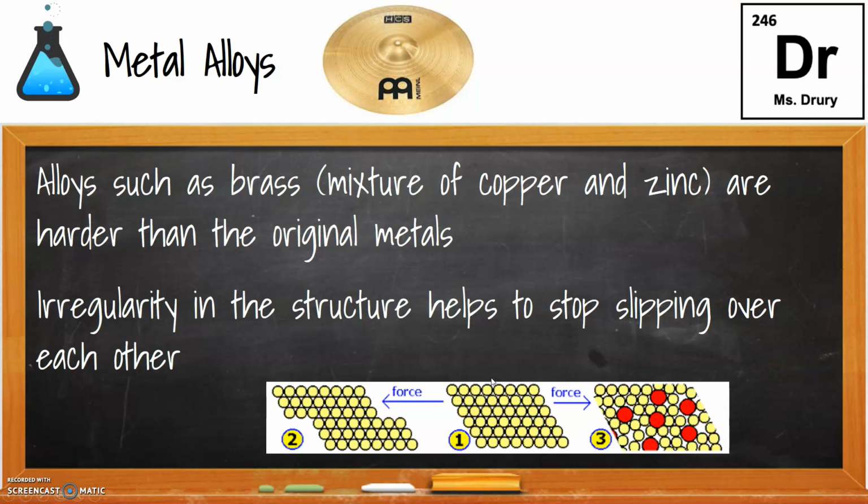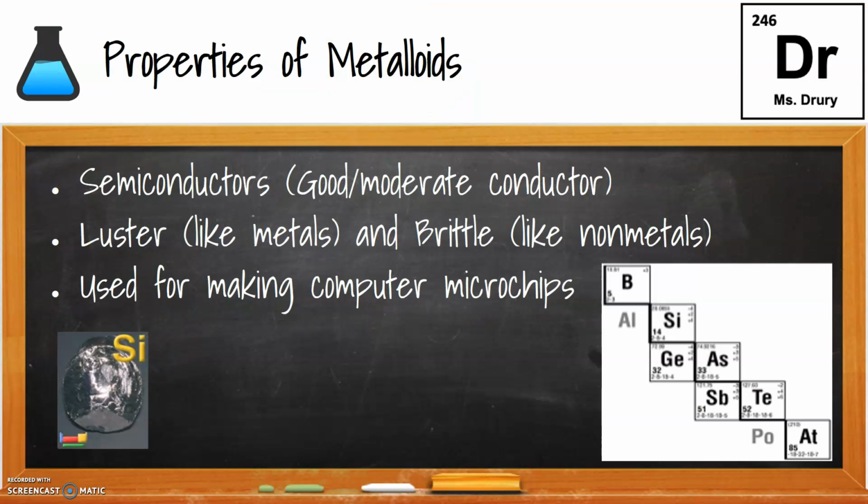Some people might get confused because they know of alloys such as brass or even stainless steel and other types of mixtures of metals, and they think that that mixture is one of the elements. So if you don't see something that you know is metallic on your list of elements, it's actually a mixture of those elements, such as, like I said, brass. And that irregularity will actually make it stronger and stop the force that you're pushing on it.